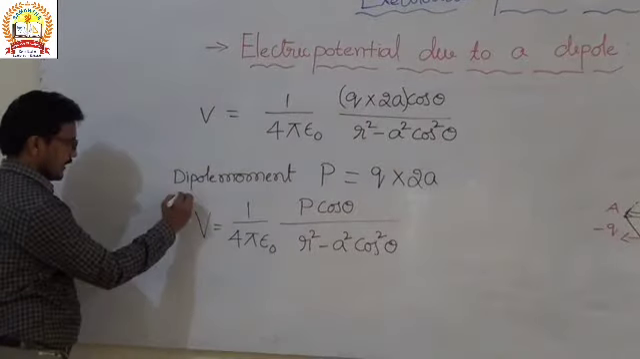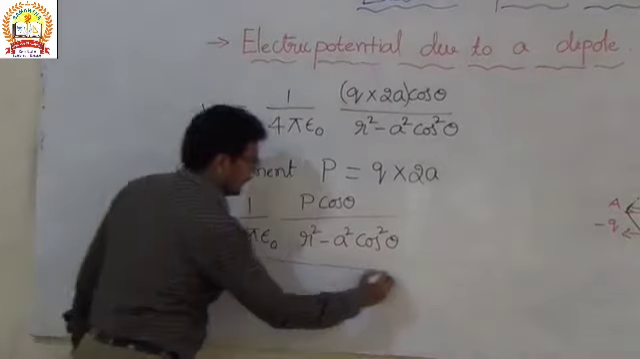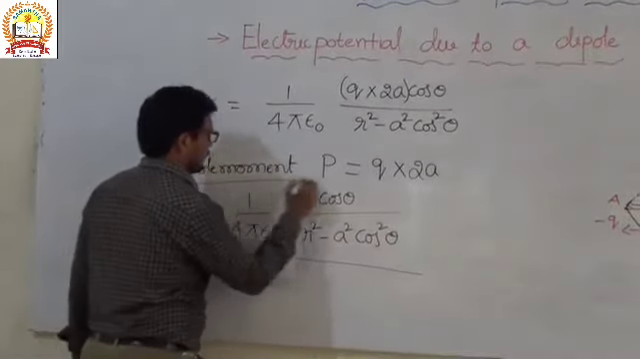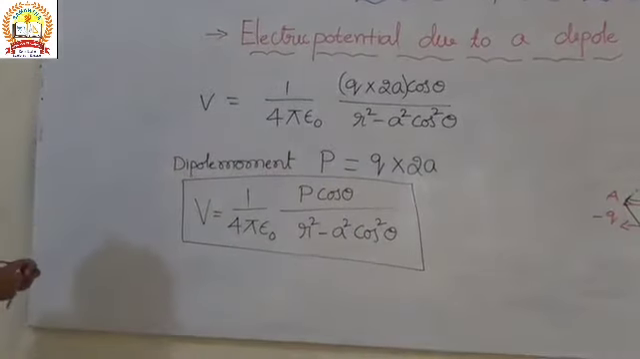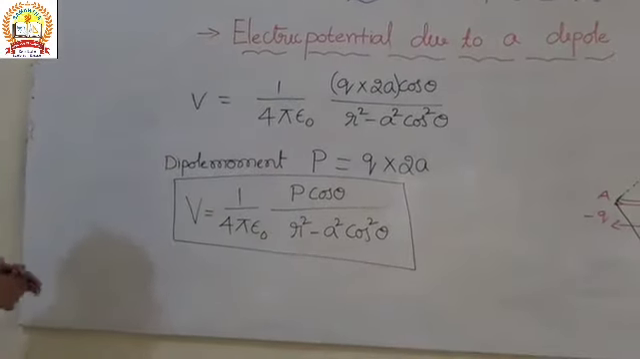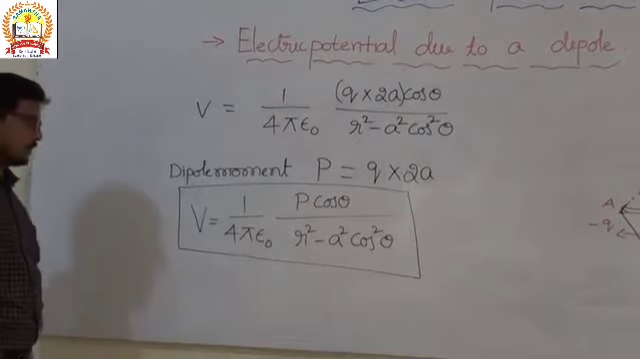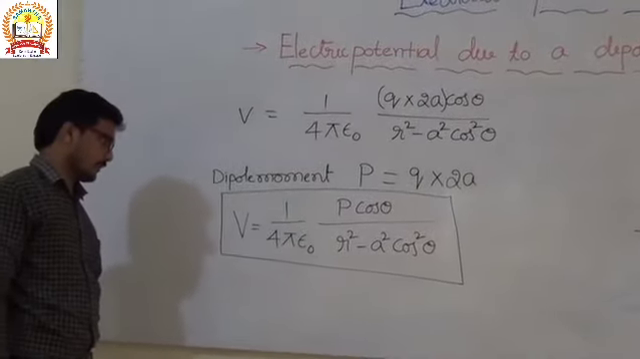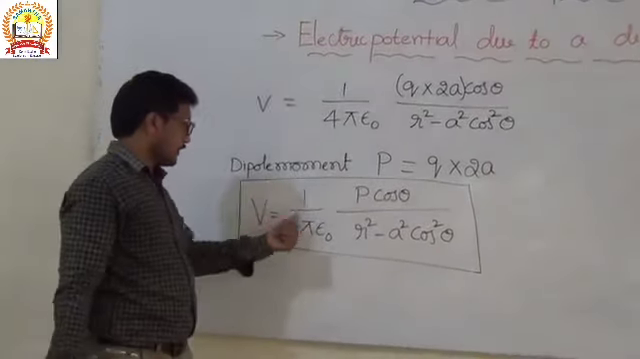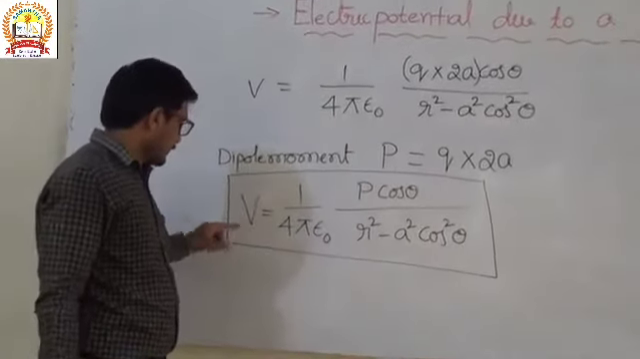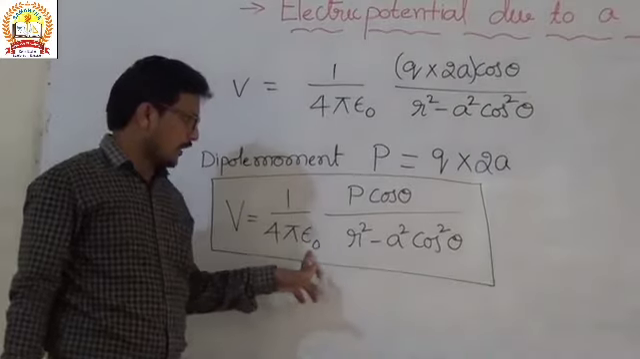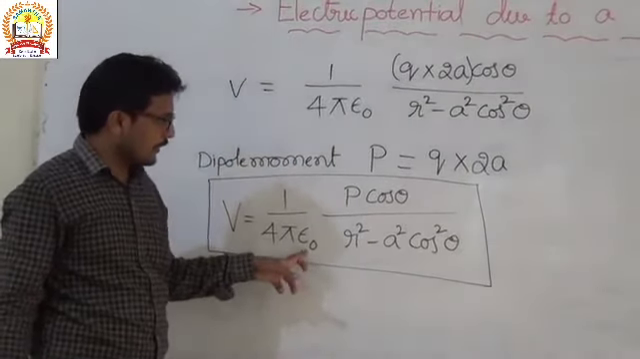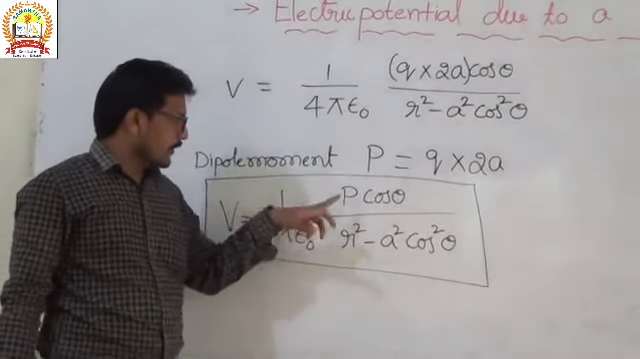Okay, this is the potential due to a dipole, the expression for the potential due to a dipole. So V equals 1 by 4 pi epsilon naught P by R square minus A square cos square theta. We know the notation from this formula. V is the potential, electric potential, and epsilon naught is the permittivity of free space.